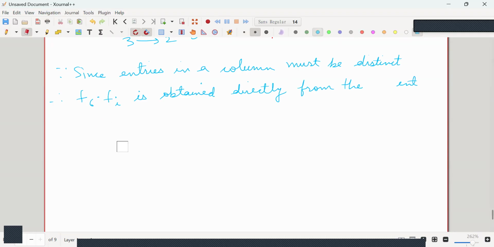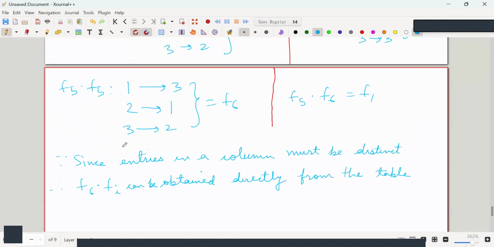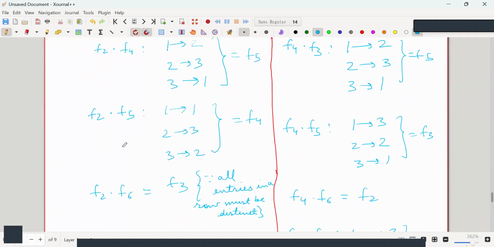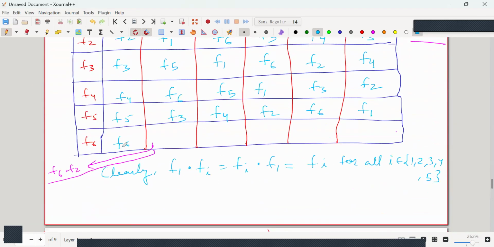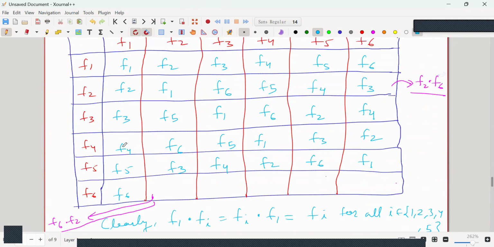Or instead of is, you can write can be obtained directly from the table. So how can we do that? So you simply see this. So in this column, what is remaining?